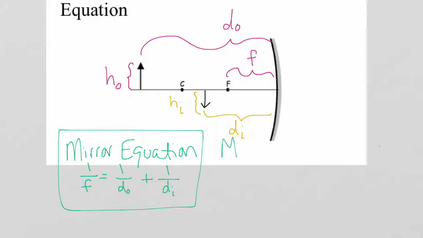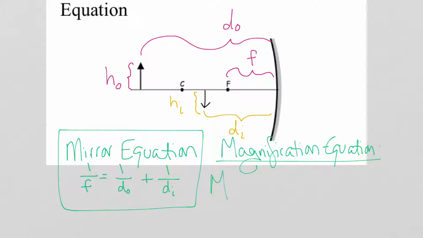And this is done through the magnification equation. And the magnification equation states that the magnification as a value, right, 2 times, 3 times, or whatever, that's a ratio, is equal to the ratio of the height of the image to the height of the object, which is also equal to the opposite of the relationship between the distance of the image and the distance of the object.